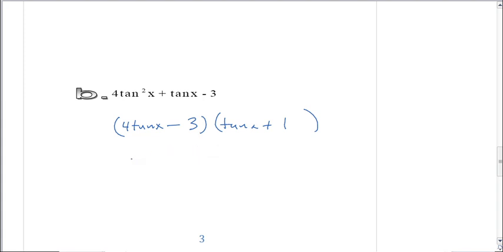If I FOIL this out, I get 4 tangent squared x, and then in terms of the next term, if I multiply, I get plus 4 tangent x minus 3 tangent x minus 3, and so most definitely it does check out, and I do get 4 tangent squared x plus tangent x minus 3. Okay, good, we're in good shape.